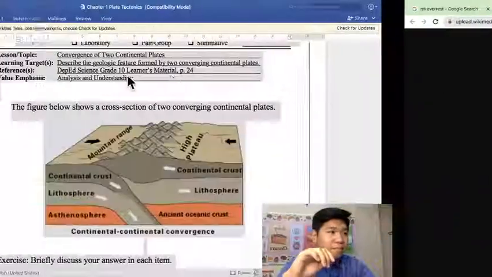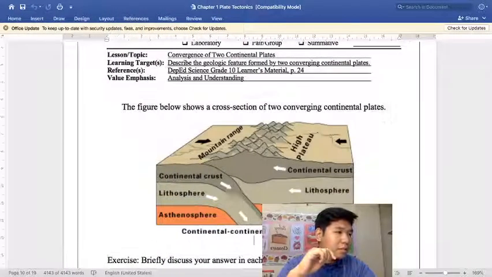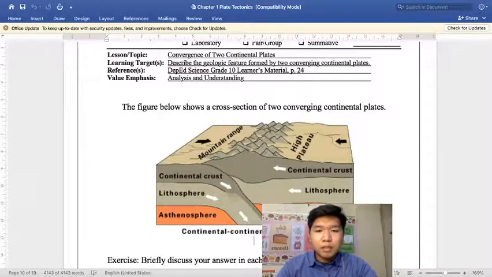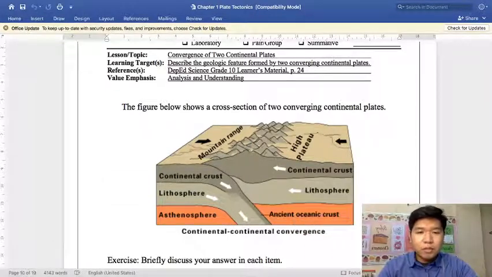Okay? Such as this. A mountain range is going to be formed. I'm just going to quickly move my head to the side.